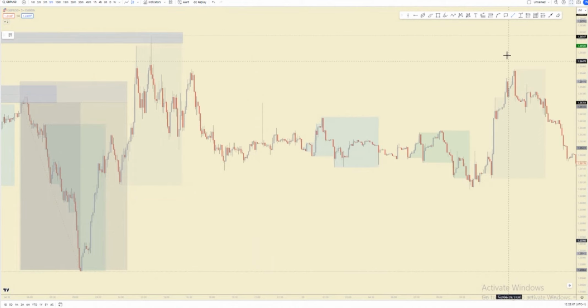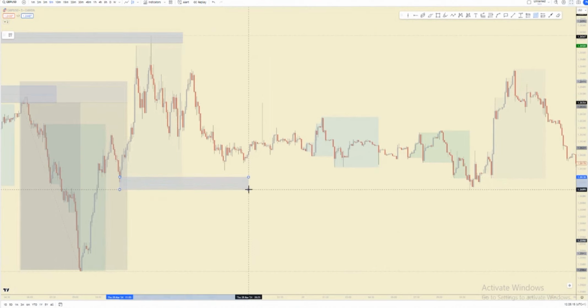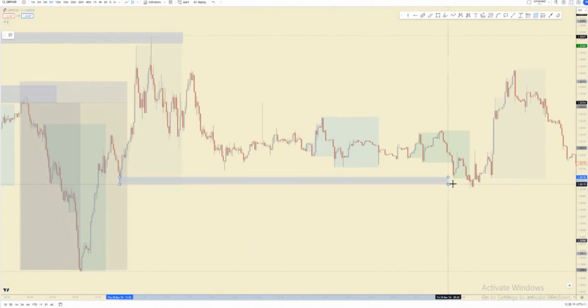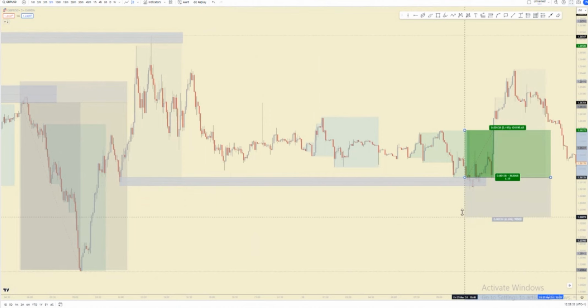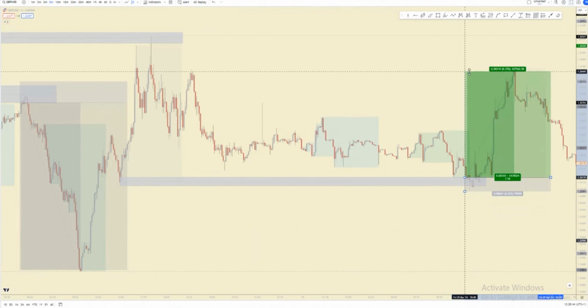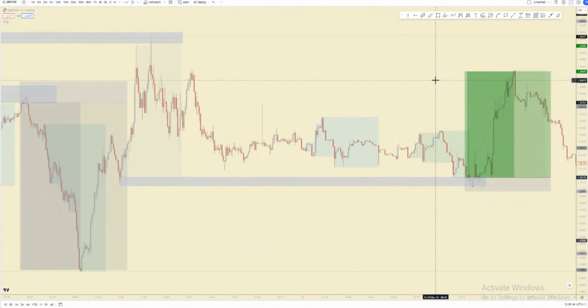Or let's just say from the demand zone. This is a demand zone. This is the sweep of the demand zone. So QML, we'll refine it to that sweep, and then we'll bring it down to this point. This would be our entry point, our stop loss is just 4 pips, and this will be our take profit. 1 to 7.